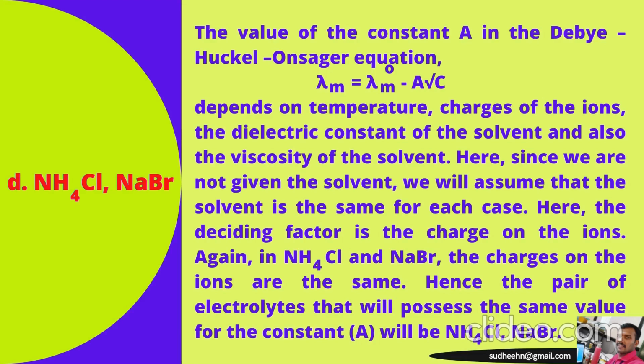Again, in NH4Cl and NaBr, the charges on the ions are the same. Hence, the pair of electrolytes that will possess the same value for the constant A will be NH4Cl and NaBr. This is the right option.